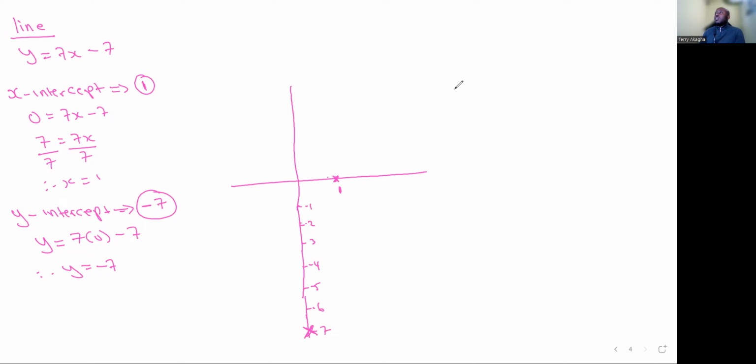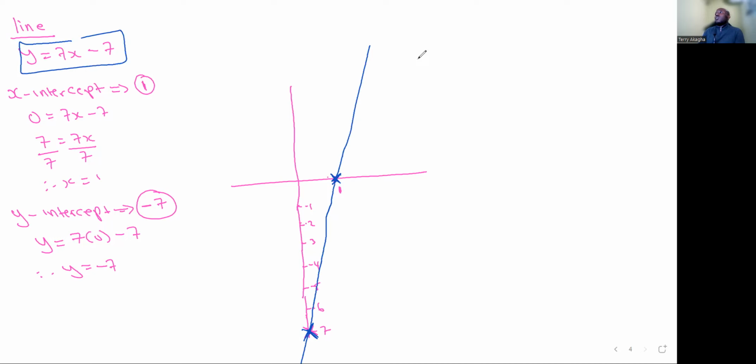So let me put the points in blue so that it is clearer. So this is 1, and let's say this is minus 7. So you can draw a straight line joining both of them, okay? So this is the line that is the intersection for both of them. So that means this line is y equal to 7x minus 7, all right?